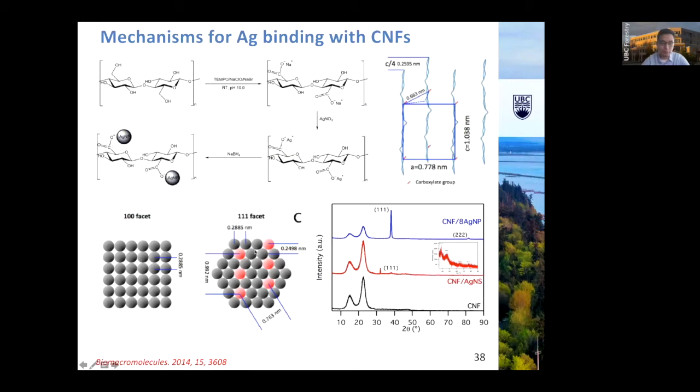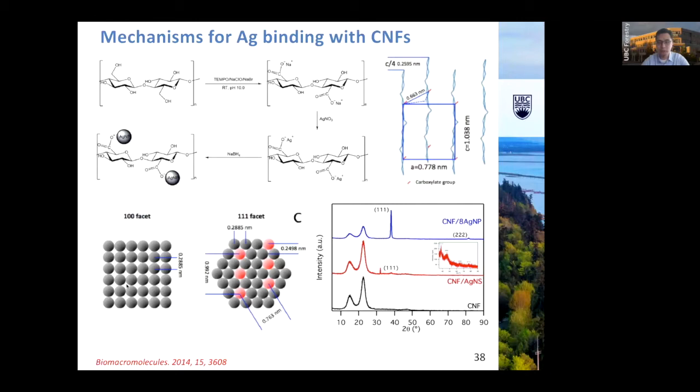For the 111 facet, if we pick out the different chains, we can actually see the distance matching much better. For example, 0.992, and this is 1.03 nanometer. Therefore, we assume the carboxylic group of the cellulose nanofiber will preferably be absorbing onto the 111 facet in contrast to the 100 facet.